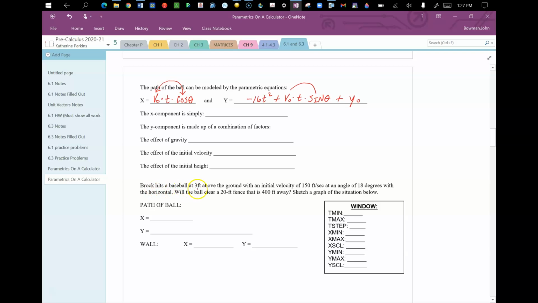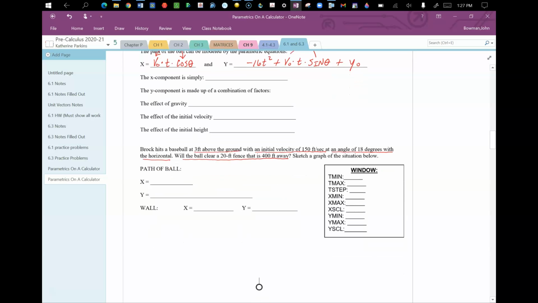So Brock hits a baseball 3 feet above the ground with an initial velocity of 150 feet per second at an angle of 18 degrees with the horizontal. Will the ball clear a 20-foot fence that is 400 feet away? Okay, so let's write the equations for the horizontal and vertical location or position of the ball at any given time, and then let's go solve this on a calculator.